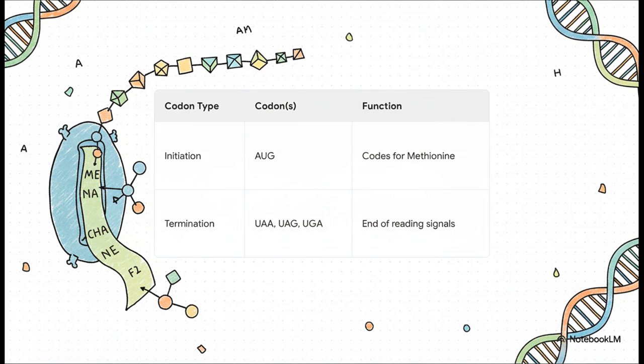Okay, this table here, this is your bread and butter for any biology exam. These codons are non-negotiable. You've got one start signal, AUG. It does 2 jobs. It tells the machinery, start here, and it brings in the first amino acid, methionine. Then you have 3 stop signals, UAA, UAG, and UGA. They're like the period at the end of a sentence. They don't code for an amino acid, they just say, okay, we're done.